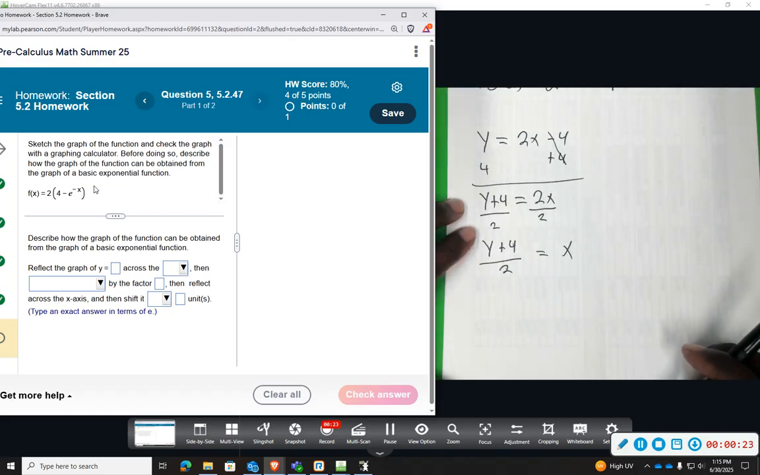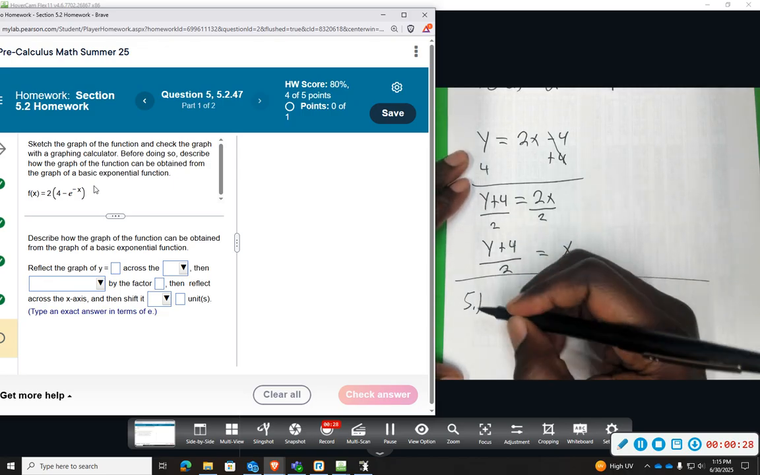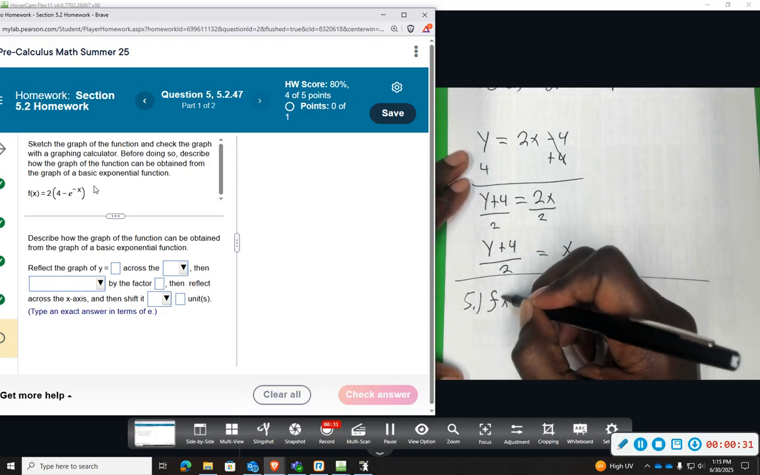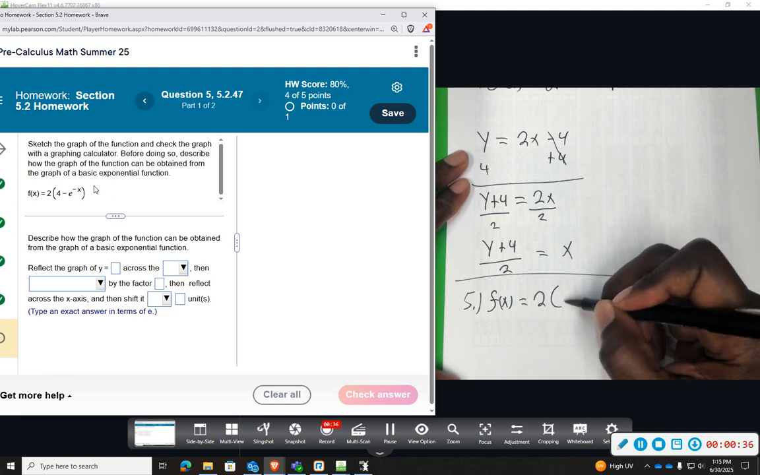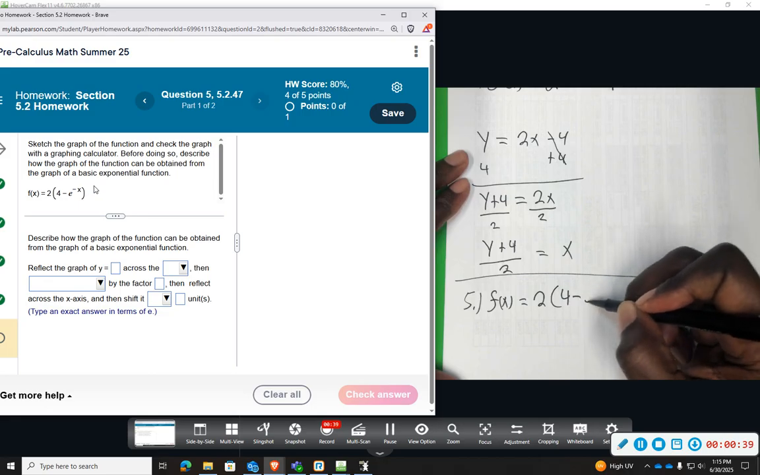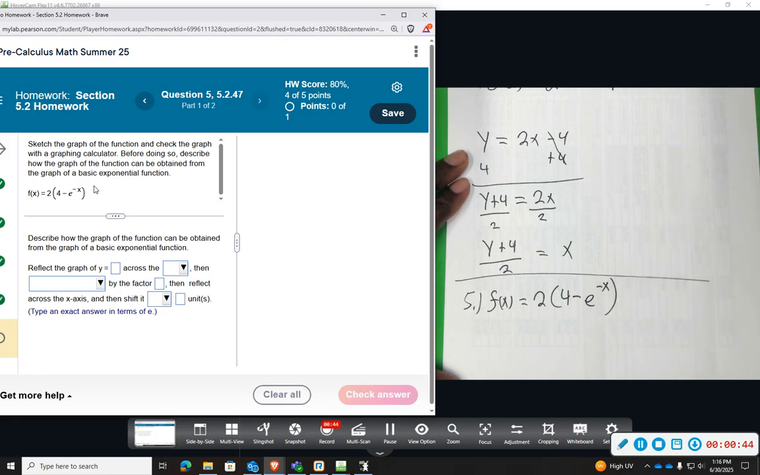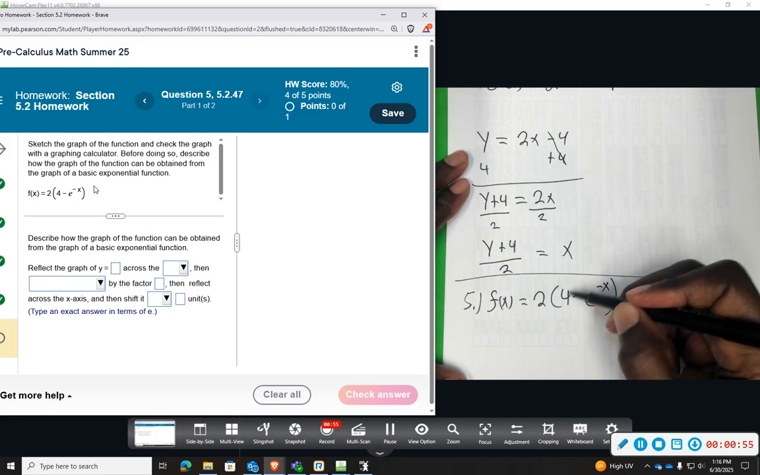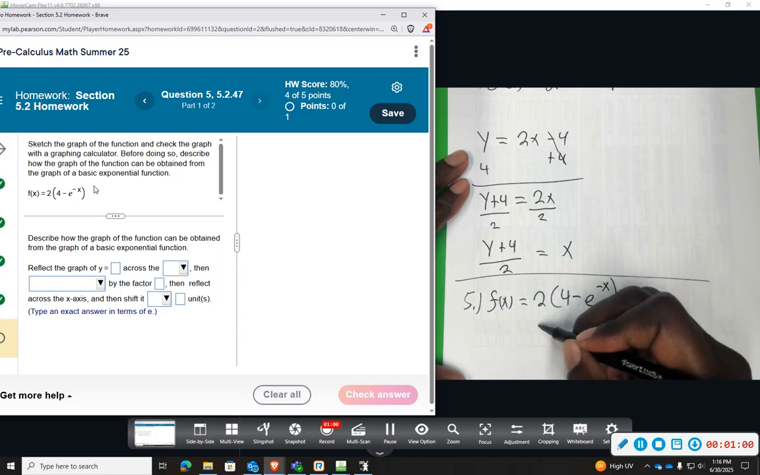So again, I want to rewrite this. I don't like the form that it's in. I'm going to rewrite this graph. We have f of x equals 2 times 4 minus e to the negative x power. And what I'm going to do is go ahead and multiply this 2 through. It'll still have the same effect, but it's going to change the vertical shift. So 2 times 4 will give me 8.